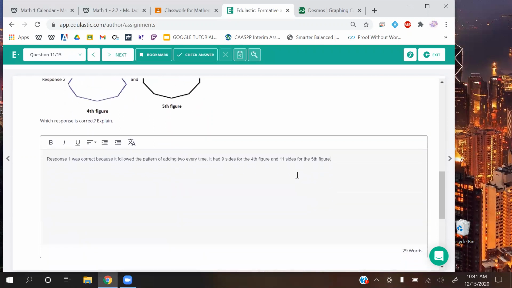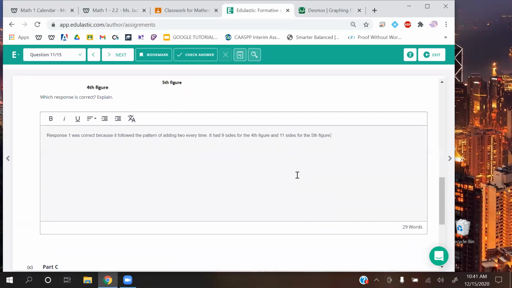Can I read it out loud again? Yes. Response 1 was correct because it followed the pattern of adding 2 every single time. It had 9 sides for the fourth figure and 11 sides for the fifth figure. So I'm just describing that it fits the pattern, and I explain what the pattern is because I said adding 2 every time. That's explaining the pattern. And then I said that it has 9 sides for the fourth figure and 11 sides for the fifth figure. So I said it's correct because it followed our pattern of adding 2 every time.